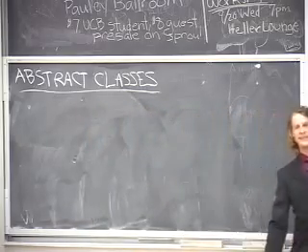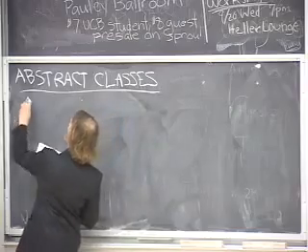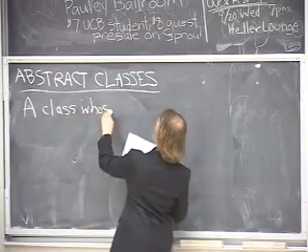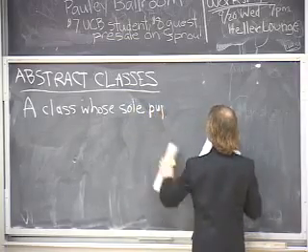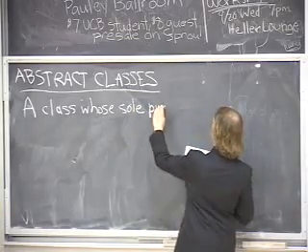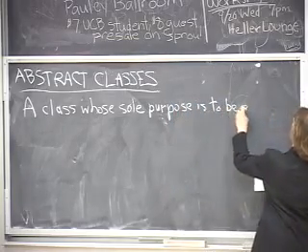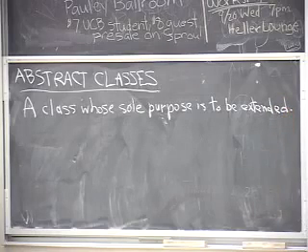Hey, those Java interfaces are so uncool. Let's talk about abstract classes instead. An abstract class is a class whose sole purpose is to be extended. Why would we want that?